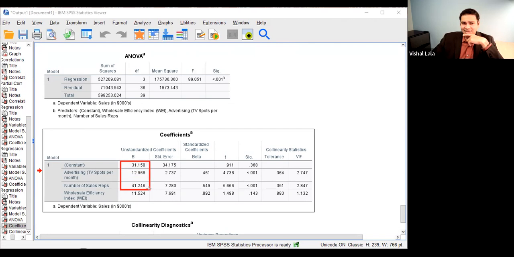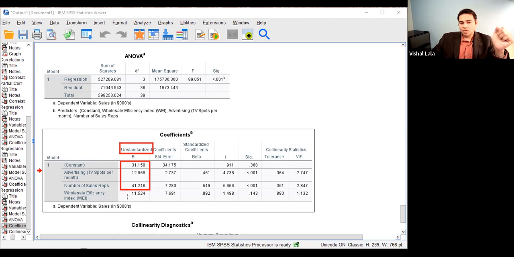Now, between advertising and number of sales reps, you look at those numbers, it's tempting to look at the coefficient of number of sales reps and conclude very quickly that number of sales reps is more impactful than advertising. But concluding that based on the unstandardized coefficients would be incorrect. Because unstandardized coefficients are just that, unstandardized. Keyword is unstandardized. When you compare coefficients in this unstandardized column, you may be comparing apples to oranges.